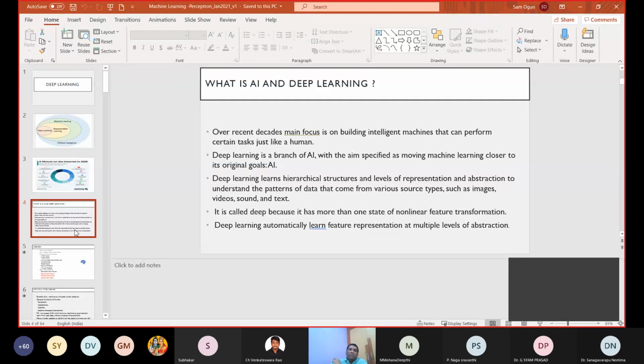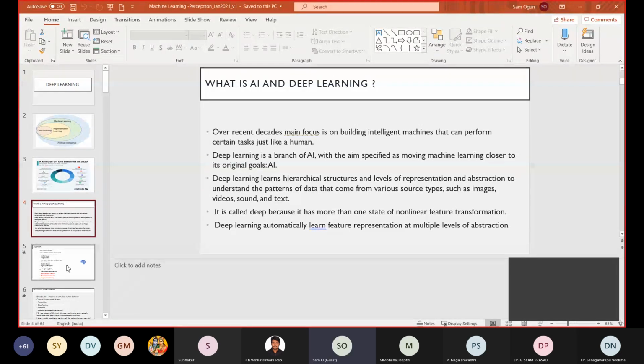One of the advantages of deep learning is that it can automatically learn feature representations at multiple levels of abstraction. Generally, whenever you want a machine learning model to learn, you need to give it the features. For example, if a thing is round, it needs to assume that it is ice or something like that. But the advantage with deep learning is that there is no need for you to give the features. It can learn automatically.